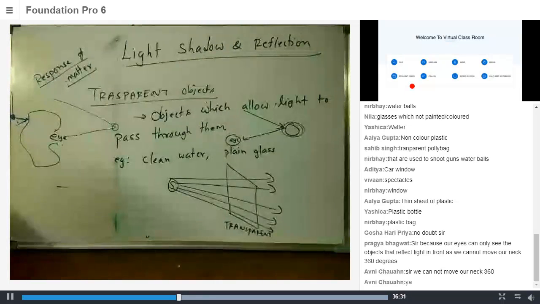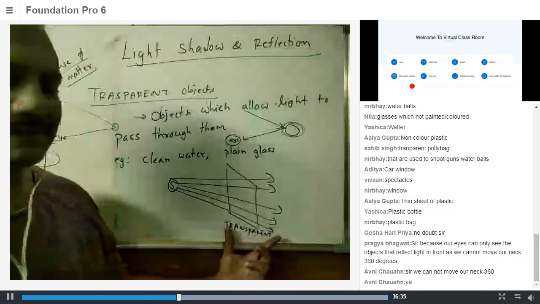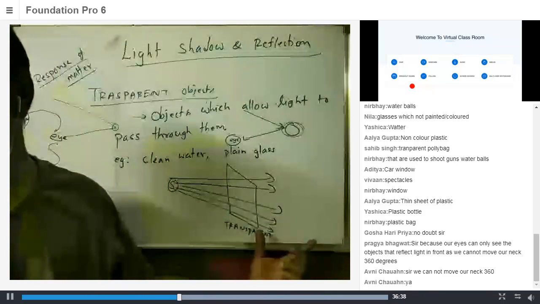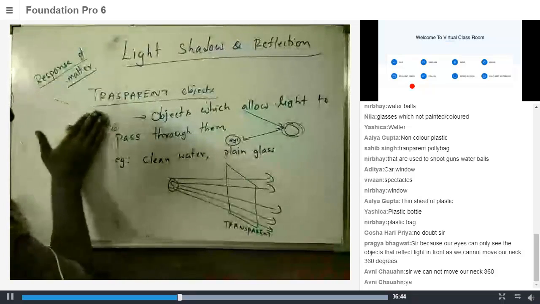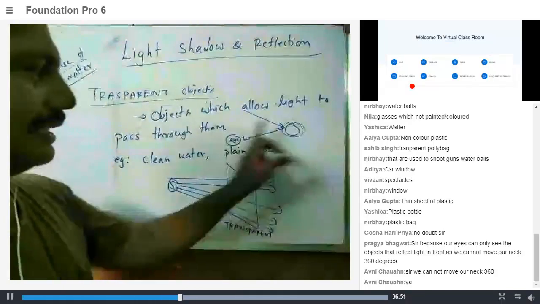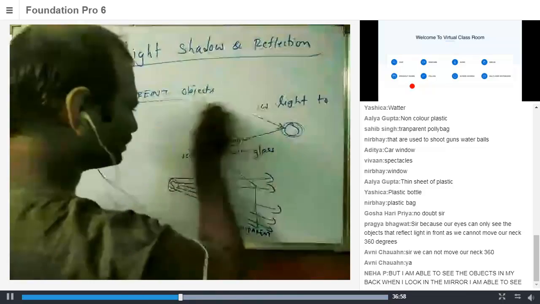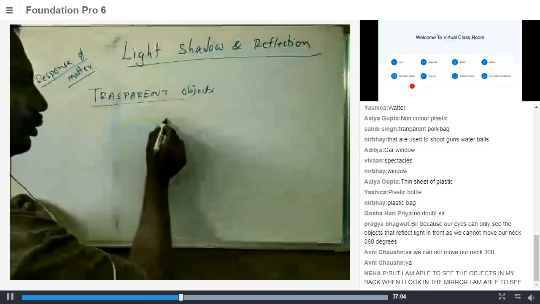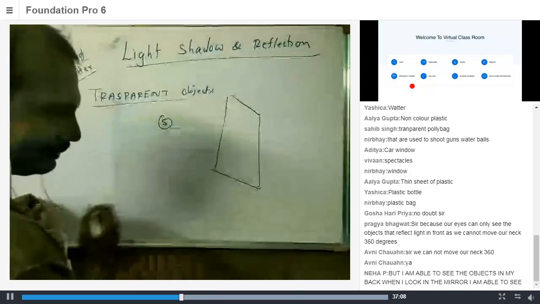Okay. Now let's try to understand what a transparent object is and answer the question that somebody asked, whether a mirror is transparent or not. What is necessary for us to see an object? Establish that light falls on the object and is reflected from the object to the eye. Now let's say I have a source of light here, and I have a transparent object here, right?